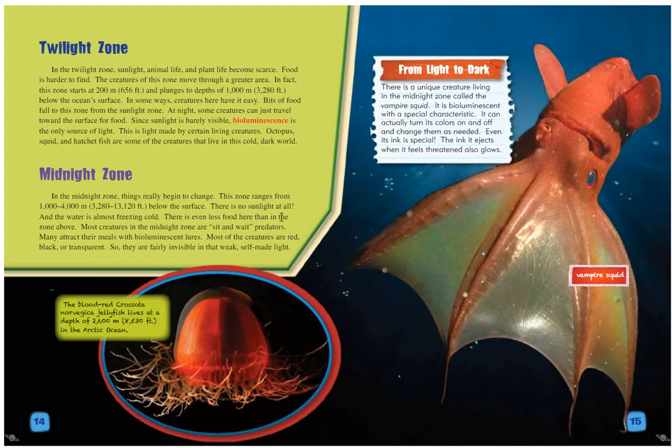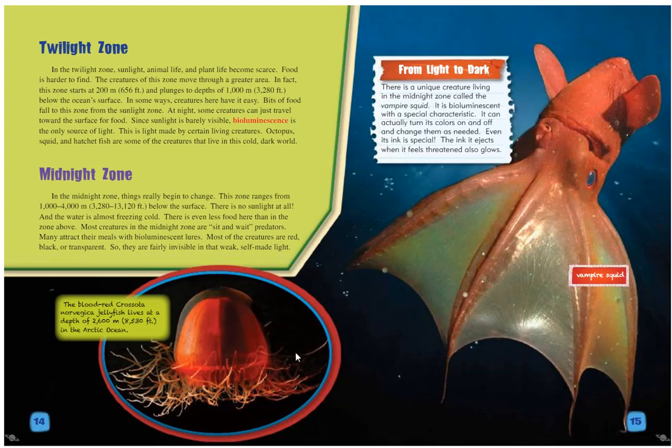There's even less food here than in the zone above. Most creatures in the midnight zone are sit-and-wait predators. Many attract their meals with bioluminescent lures. Most of the creatures are red, black, or transparent, so they are fairly visible in that weak, self-made light.